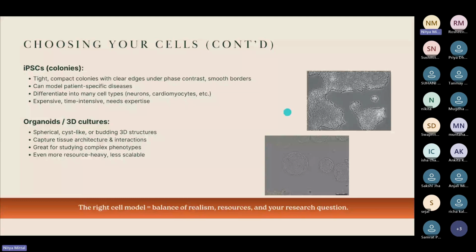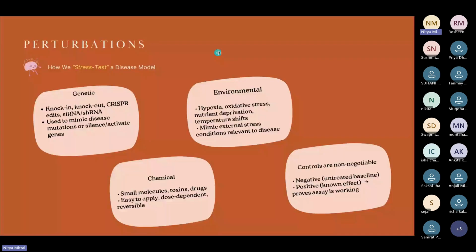Thinking about perturbations. Perturbations are basically how we stress test a disease model. We want to make sure that it works. We want to make sure, when we poke the system, it reveals a phenotype. And make sure that anything that we introduce, if it has an effect, we are able to capture it in a measurable way. So let's go over the different types of perturbations one by one.